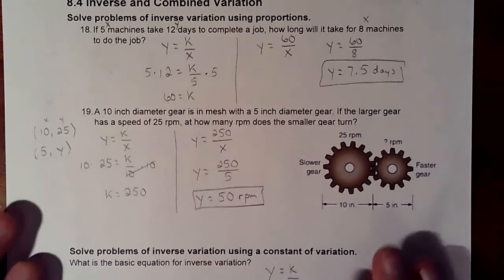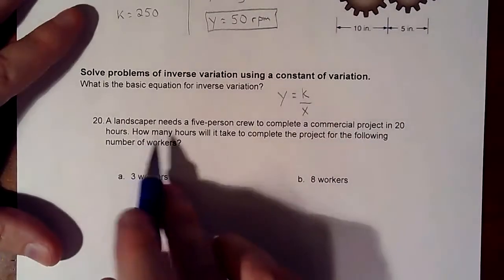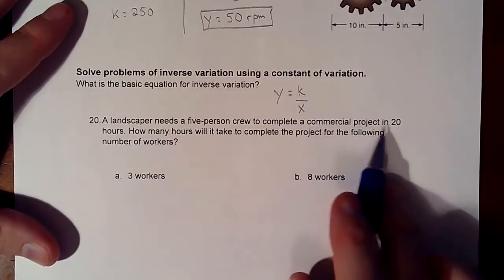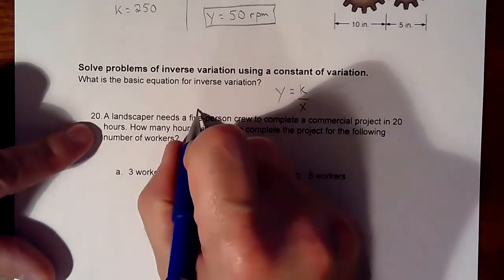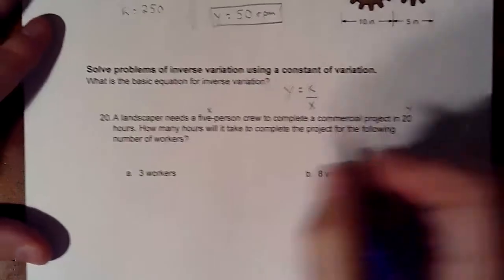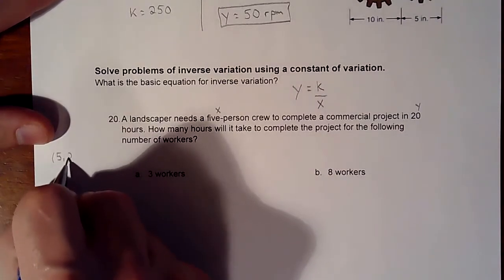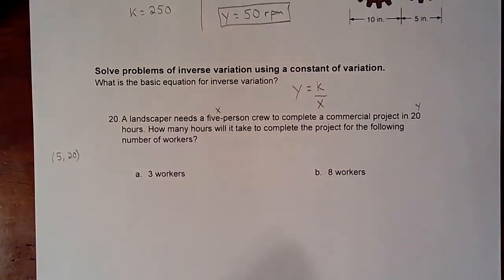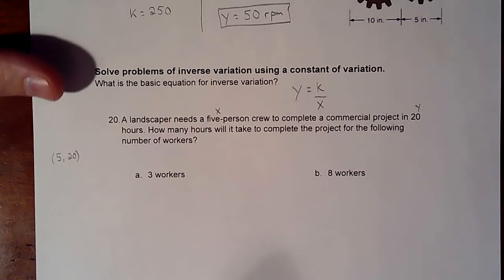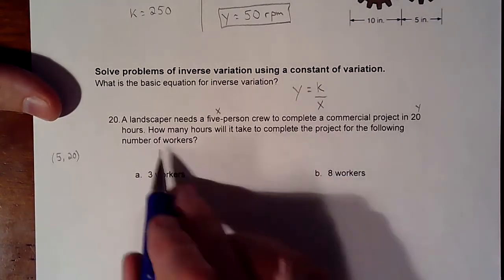All right. Okay, so last couple. It says we have a landscaper who needs a 5-person crew to complete a commercial job in 20 hours. So the 5-person crew is my X, and this is my Y. So a 5-person crew gets the job done in 20 hours, and that's a sample for me. How many hours will it take to complete the project with the following workers?